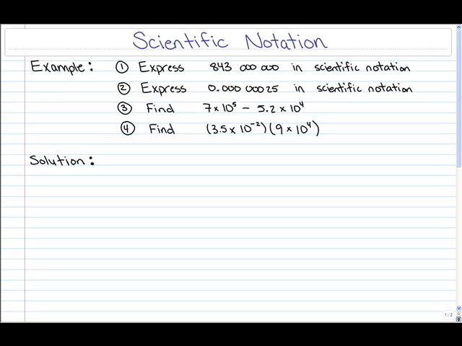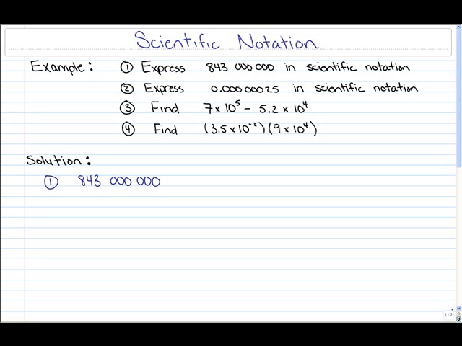Now in part 4, you're to multiply those two numbers which are in scientific notation. Remember, when multiplying two numbers in scientific notation, you multiply those two numbers, but then you add their exponents. However, when you divide two numbers in scientific notation, you divide the two numbers, but then you subtract the exponents. So I want you to now pause the video and try these 4 examples on your own.